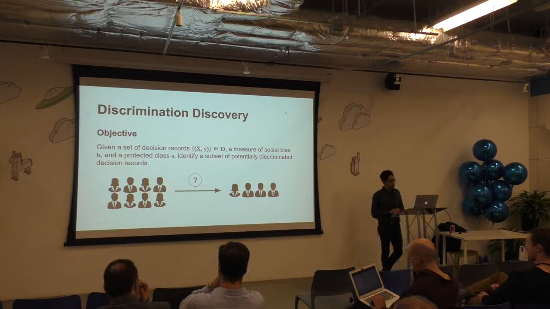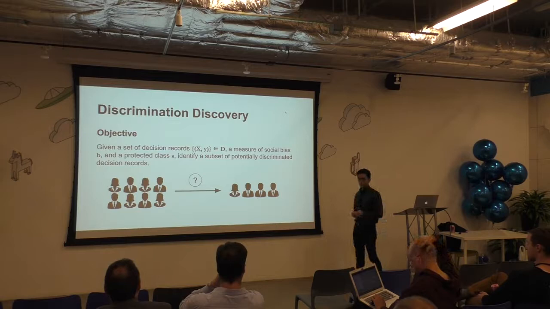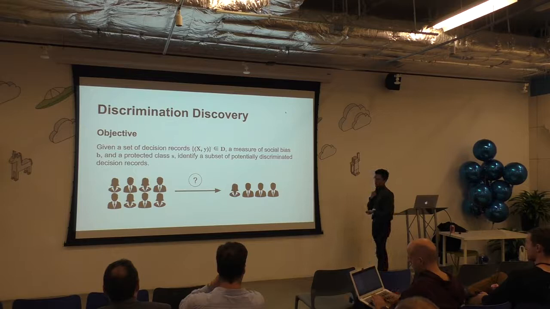So the objective of discrimination discovery is, given a set of decision records, X and Y, where X is our inputs and Y are targets, to define a measure of social bias B with respect to a protected class S, and then identify a subset of potentially discriminated decision records.